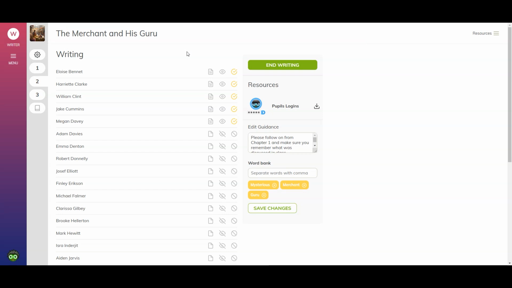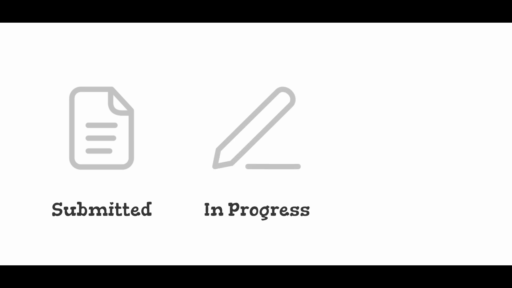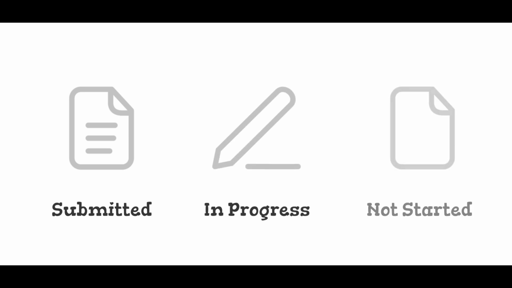On your dashboard, you'll see key information about the writing project, including student progress. Look for the page icon. Submitted. The student has completed their chapter. In progress. The student is working on their chapter. Not started. The student hasn't begun yet.